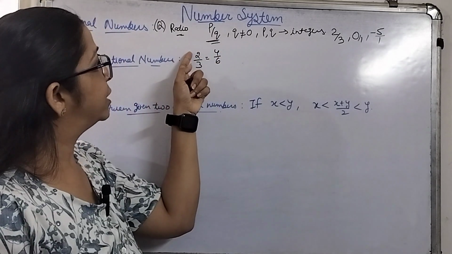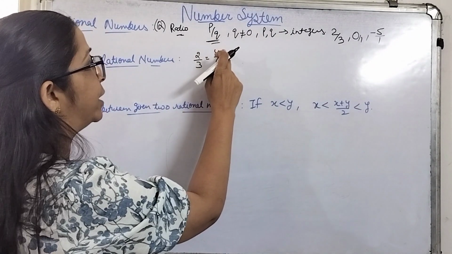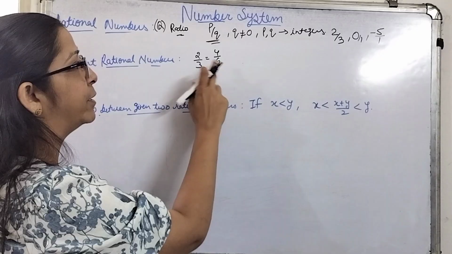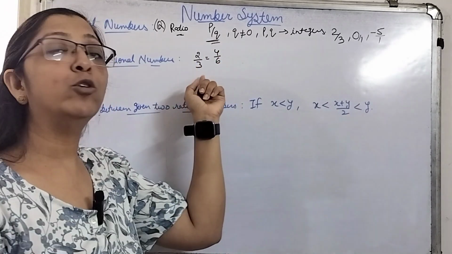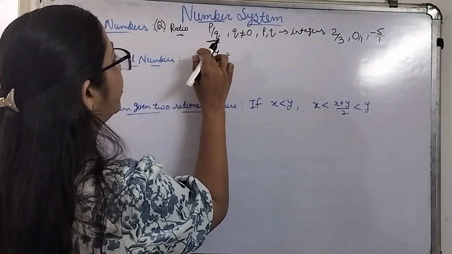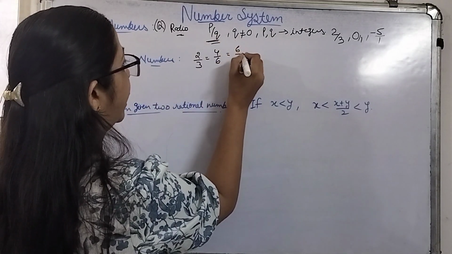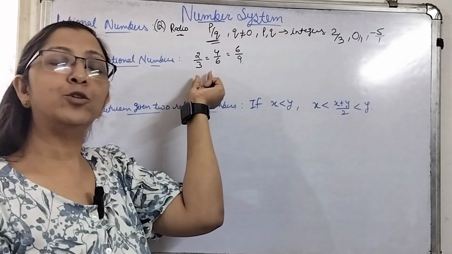If I multiply this 2 by 2, and 3 by also 2, then 2 multiplied by 2 will become 4 and 3 multiplied by 2 will become 6. And the value of 4 upon 6 is also 2 upon 3 only. Similarly, I can write 2 upon 3 as 2 multiplied by 3 which is 6, and 3 multiplied by 3 which is 9. So the value of 6 upon 9 is also 2 upon 3.